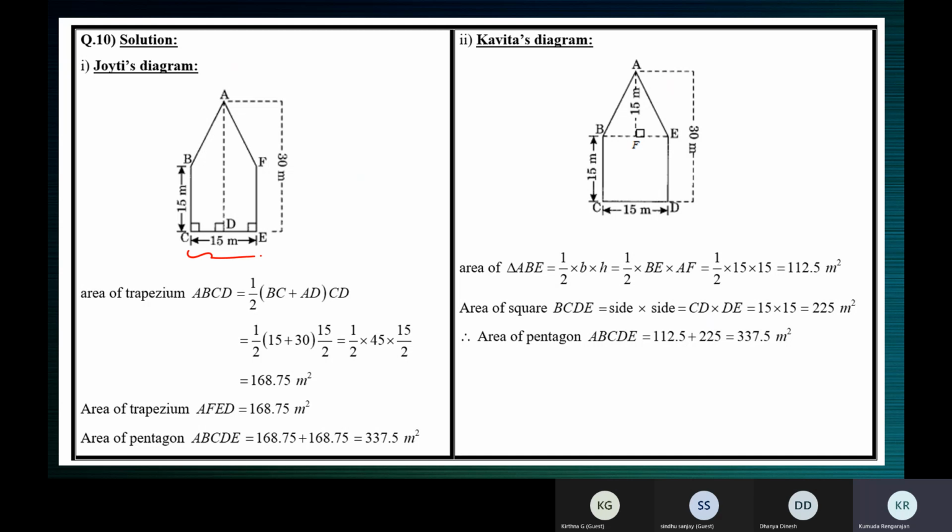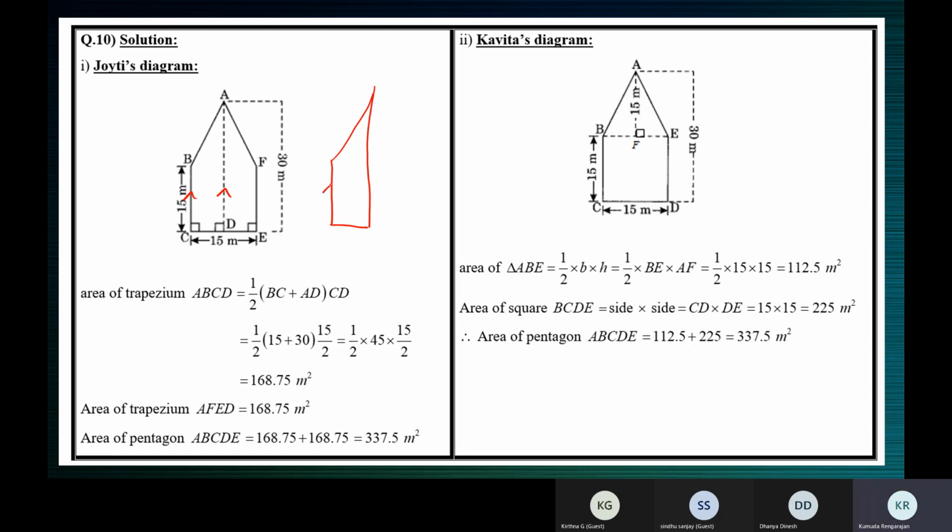See, this full thing is 15. So CD will be 15 by 2, DE will be 15 by 2, half of 15. These are the parallel sides of the trapezium, 15 and 30. And this is the distance between them. This is the trapezium.